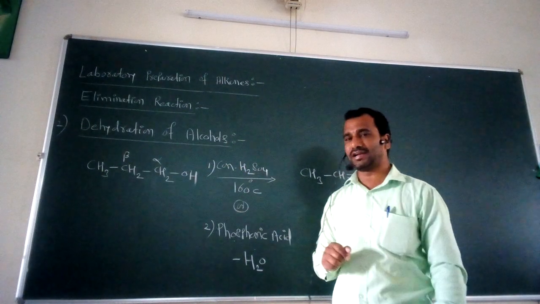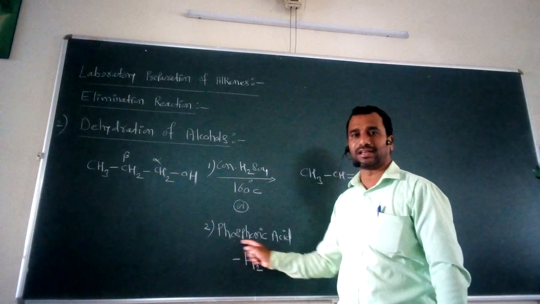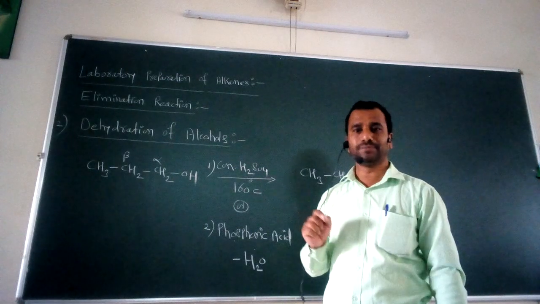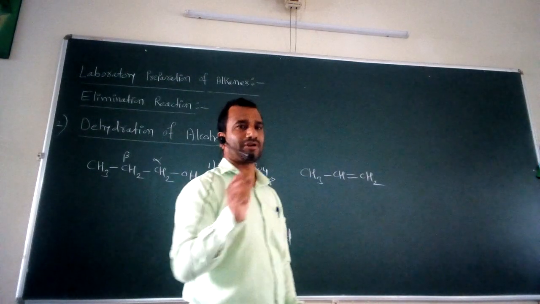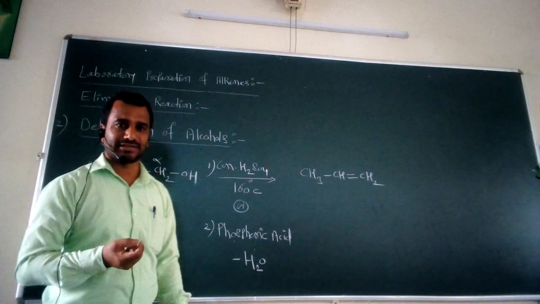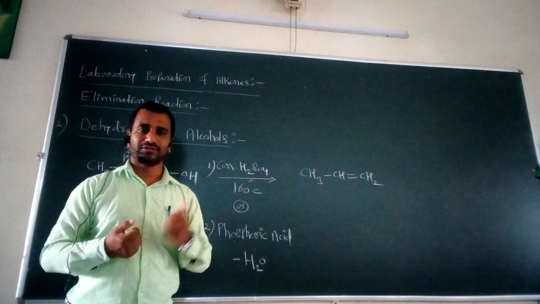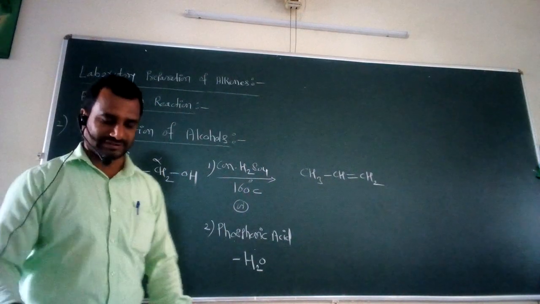And why is this a dehydration? Because a water molecule gets removed from this reactant molecule. So, this is the second important method under the heading elimination reaction for the formation of alkenes. So, this is one simple example of these alkenes.